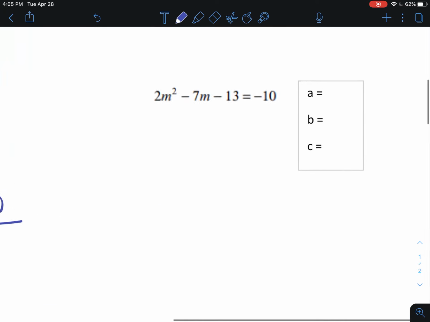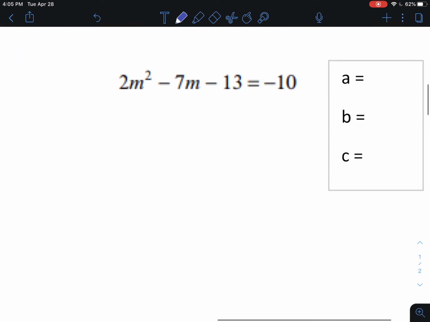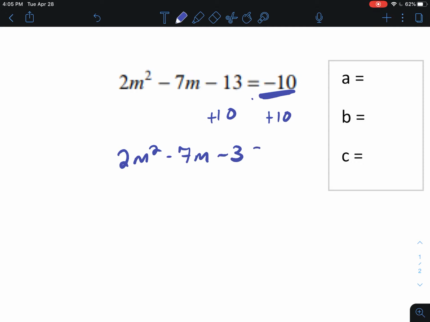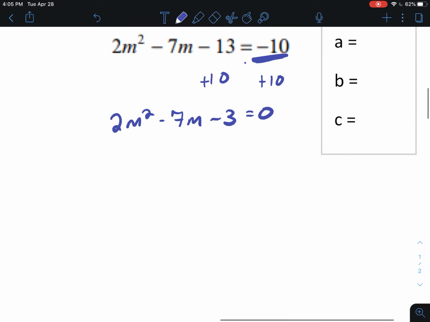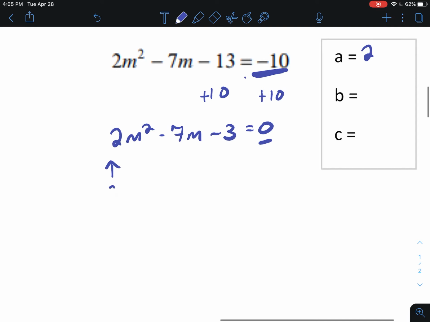All right, let's take a look at the next one. So the next one, we have a, b, c, but then we have not equal to 0. Because it's not equal to 0, we have to add the 10 to the other side first. Gives us 2m squared minus 7m minus 3 is equal to 0. Now that it's equal to 0, we can say our a value is positive 2, our b value is negative 7, and then our c value is negative 3.